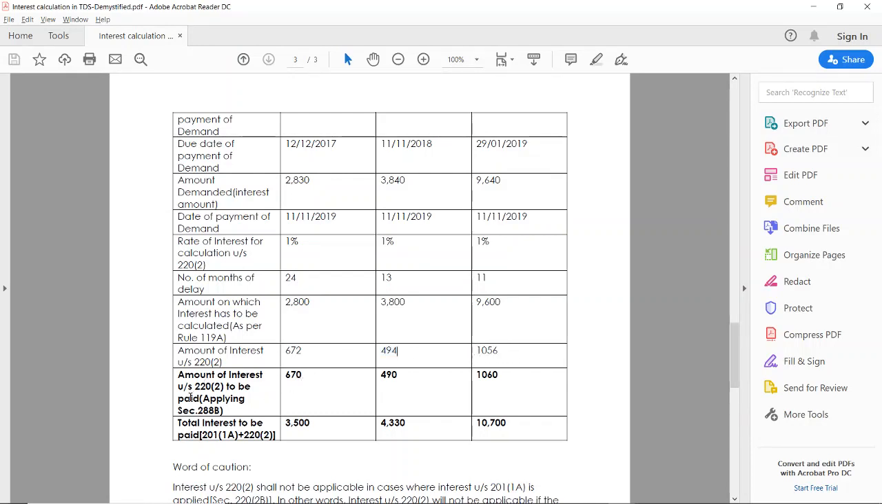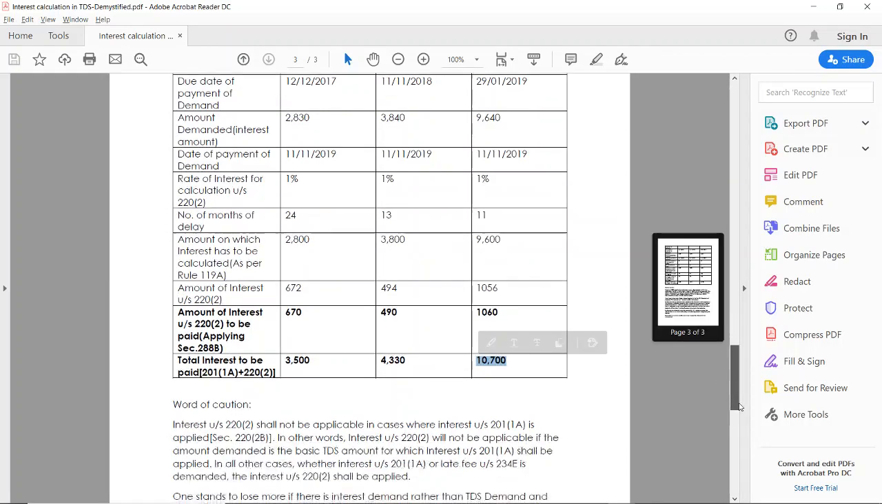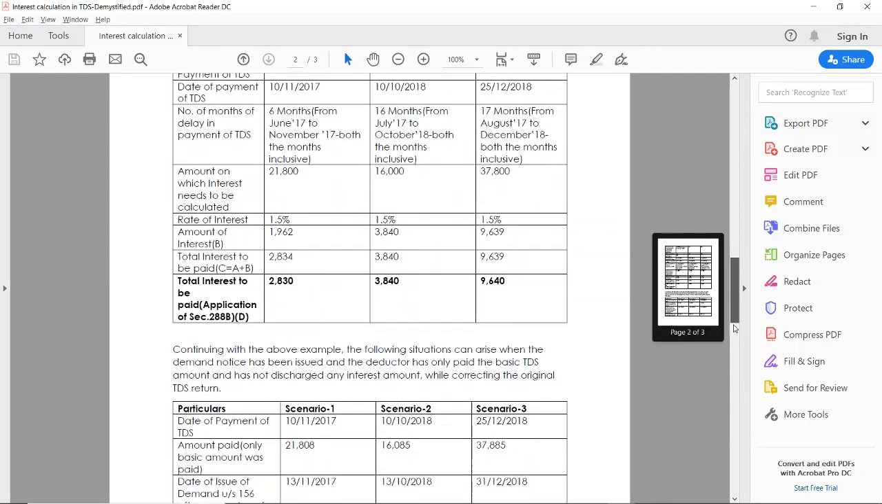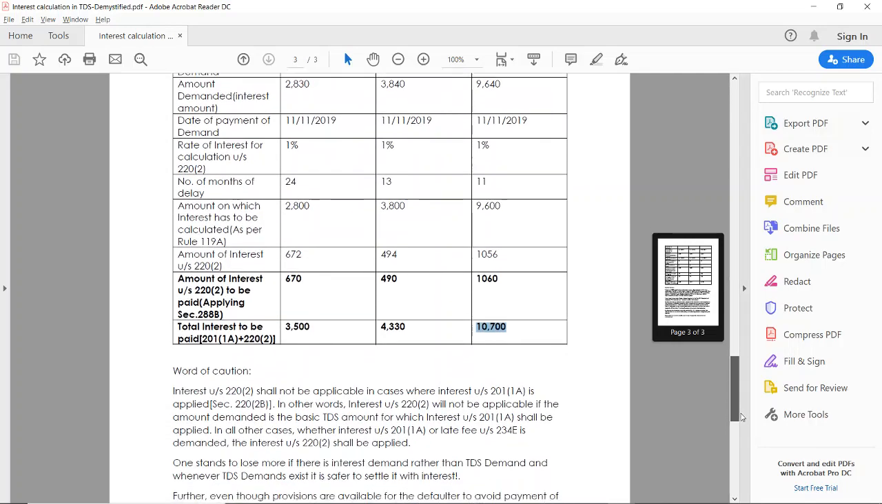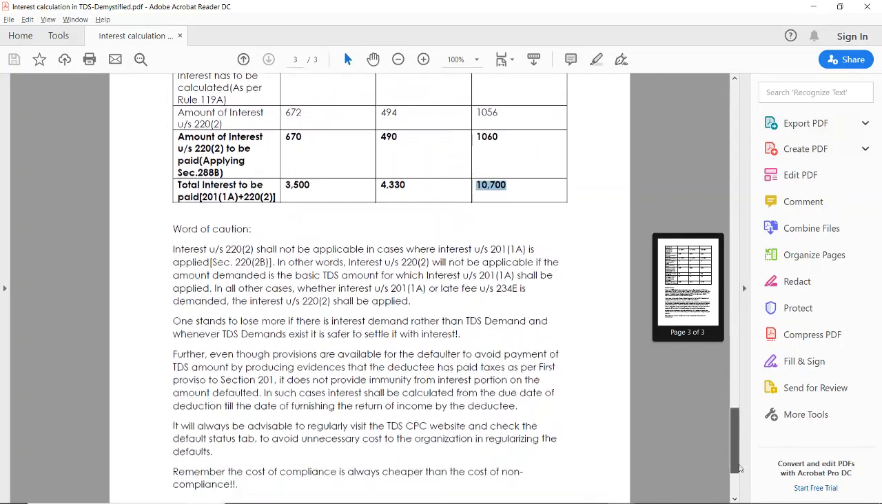For amount of interest under section 222 to be paid, you can say 672 will be rounded off to 670, 490 and 1060. Total interest is 3500, 4330 and 10,700. That is the methodology for calculating interest under section 220 subsection 2.